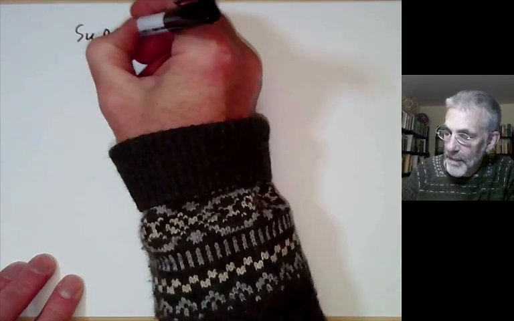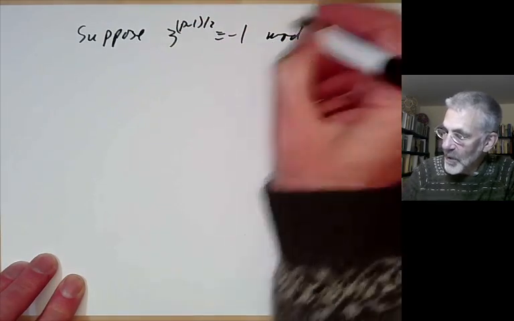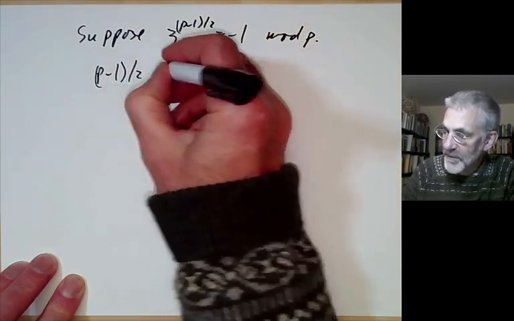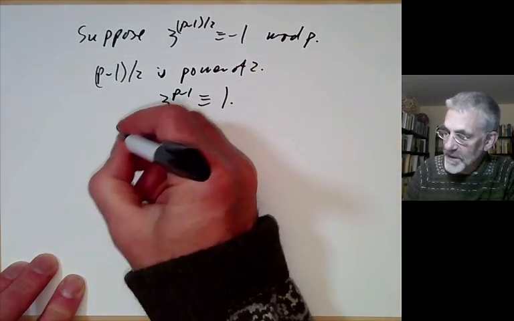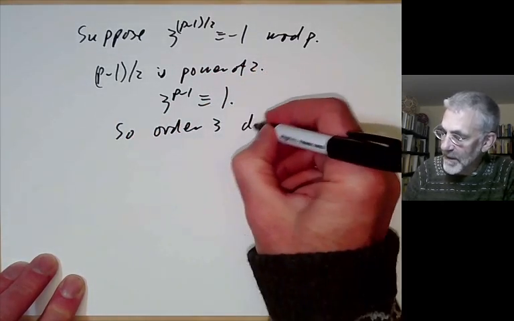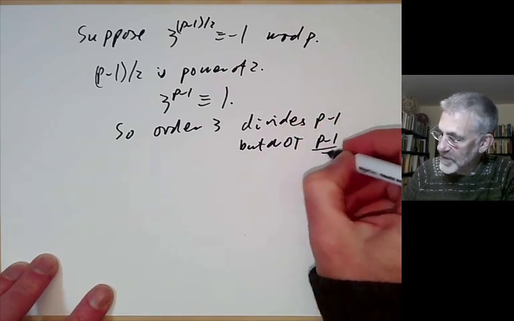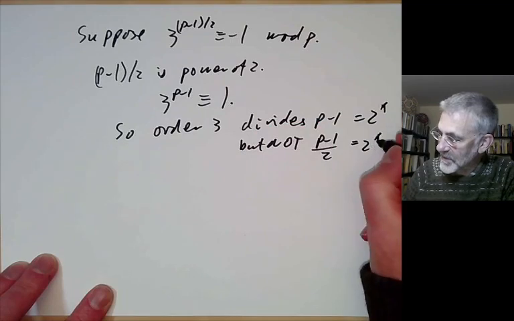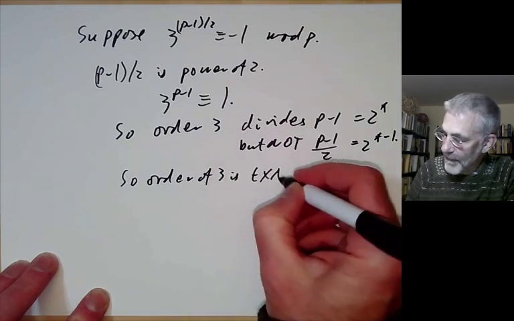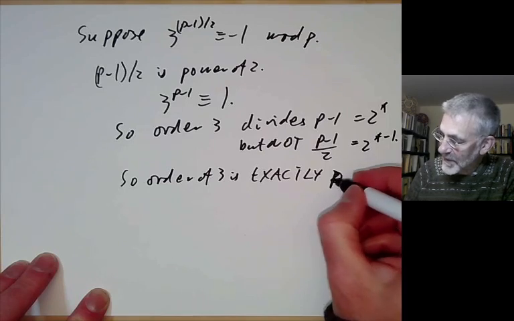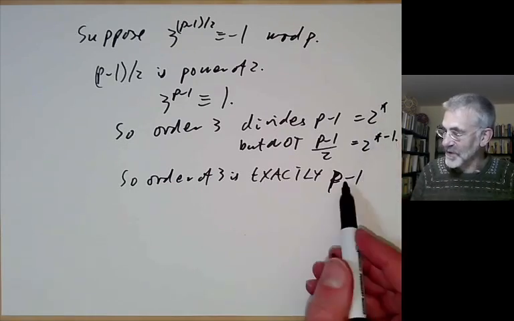On the other hand, let's suppose 3 to the p minus 1 over 2 is congruent to minus 1 mod p. We notice that p minus 1 over 2 is a power of 2. And we also notice that 3 to the p minus 1 is congruent to 1. So the order of 3 divides p minus 1, but not p minus 1 over 2, which is 2 to the something. This is 2 to the something minus 1. Well, that means the order of 3 is exactly p minus 1, because the only factor of 2 to the something that doesn't divide 2 to the something minus 1 is 2 to the something.